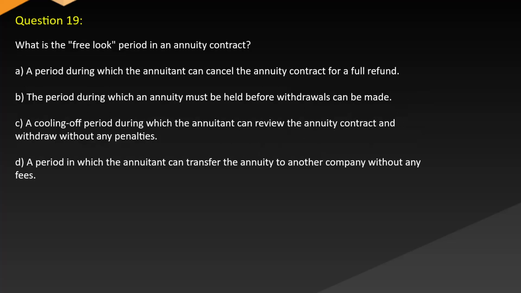Question 19. What is the free look period in an annuity contract? A. A period during which the annuitant can cancel the annuity contract for a full refund. B. The period during which an annuity must be held before withdrawals can be made. C. A cooling-off period during which the annuitant can review the annuity contract and withdraw without any penalties. D. A period in which the annuitant can transfer the annuity to another company without any fees.